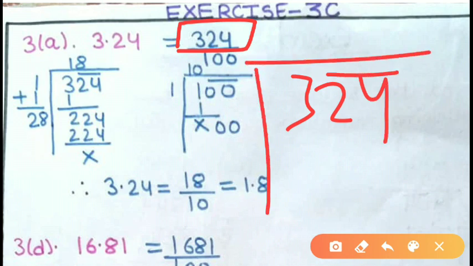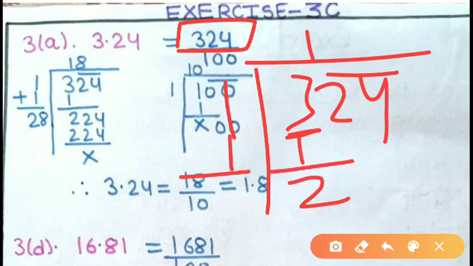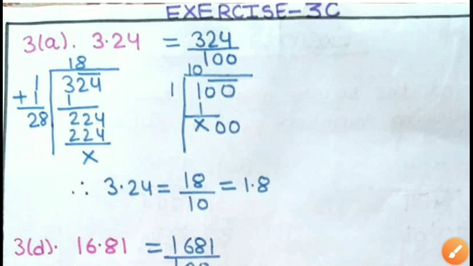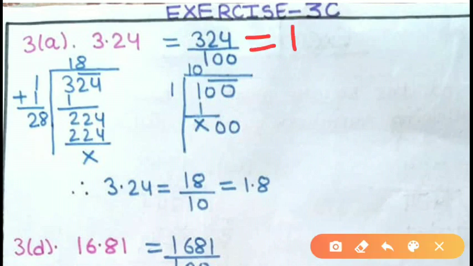324. Start making pairs from the unit digit. Now 3 is alone, so this will go 1 time. This will give you 2. This will add, give you 2. Now we already know that 8 and 224 will be cancelled. That means the perfect square of 324 is 18.